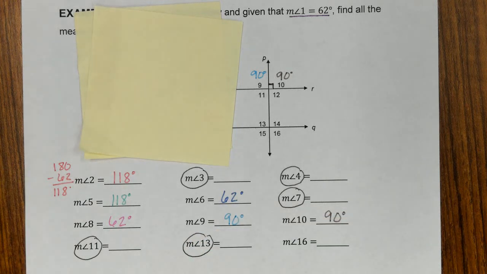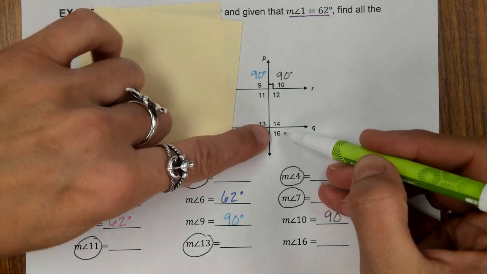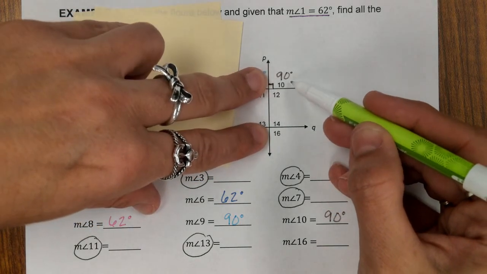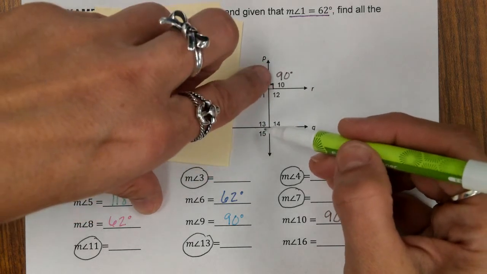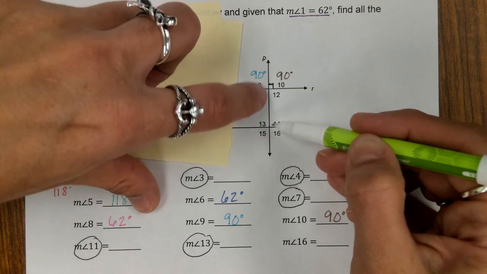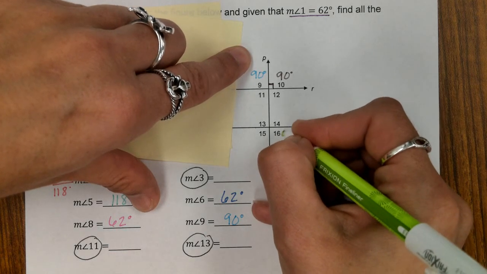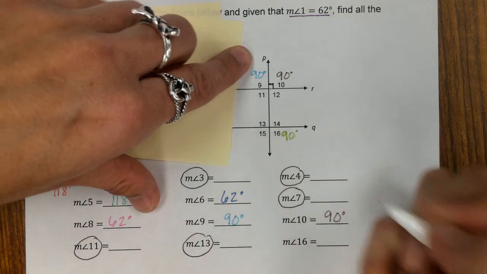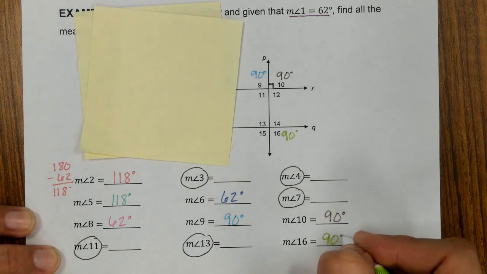Last, we'll look at angle 16 together. Let me find a color I have not used. Maybe my lime green will show up. We'll find out. So we're looking at angle 16 right here. We can look at it with angle 10 and say they're same side exterior. Or we can look at it with angle 9 and say they are alternate exterior. We know that alternate exterior angles are congruent, meaning angle 16 will be 90 degrees as well. So down here, we can go ahead and claim this as 90 degrees.